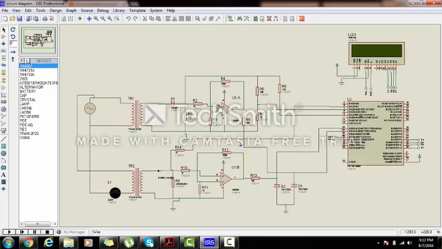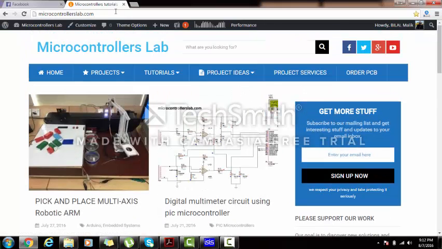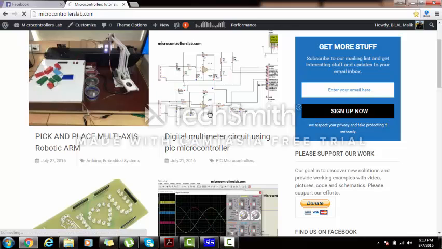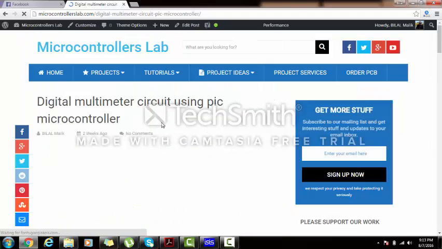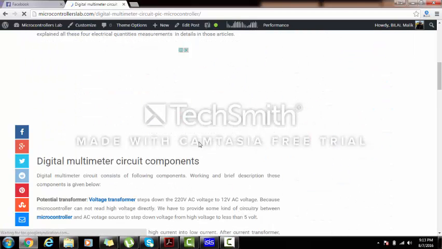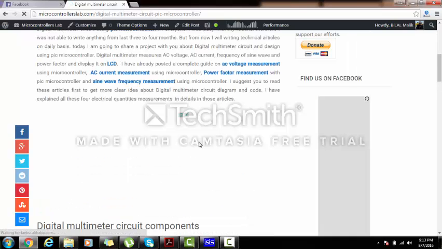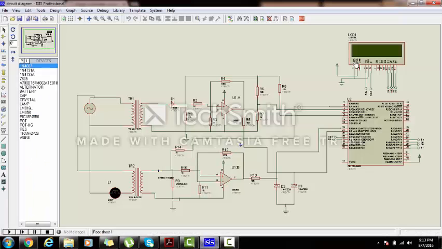In this video, I'm going to present you a simulation of a digital multimeter. If you want to read more about digital multimeter using PIC microcontroller, you can go to my website microcontrollerslab.com and click on this link, digital multimeter using circuit and code using PIC microcontroller. Here you can find complete information about the digital multimeter, and this multimeter will display AC voltage, AC current, power factor and frequency of AC supply. You can also add the feature of DC voltage, DC current and DC power. And let's start with the simulation of digital multimeter.